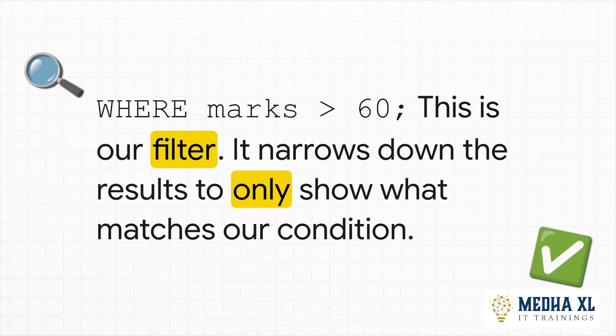Okay, let's build on that. Now we add a where clause. This is our filter. This is the real power. We're now saying, show me the names and marks from the students table. But only show me the ones where the marks are greater than 60. This is how we start to zero in on exactly what we need.